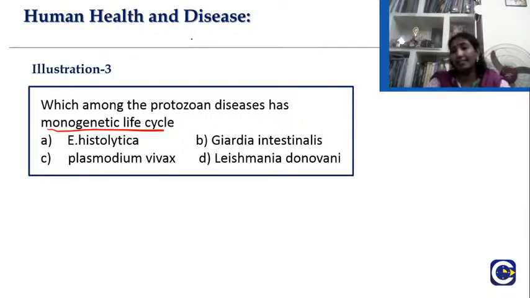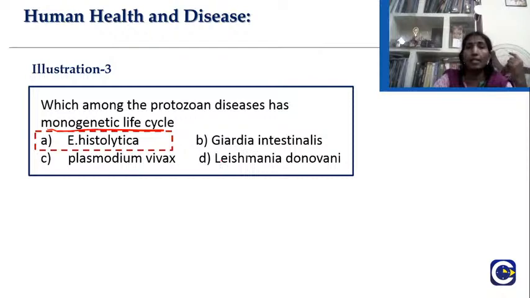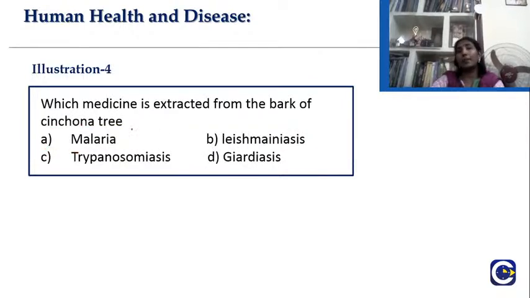Yes, excellent. Very good. Keep it up. The answer is Entamoeba histolytica, because I told you it has only a single host to complete its life cycle. Whereas look at these, they have digenetic hosts. In Entamoeba histolytica, it is only a single host, the human. So that is the answer. Excellent students.